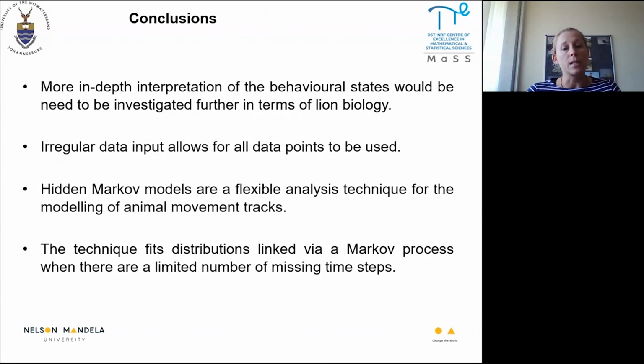And with what we did, we fitted the distributions via a Markov process where there are a limited number of missing time steps. And as we said, if the number of missing time steps increases substantially, you just end up fitting an independent mixture model anyway.